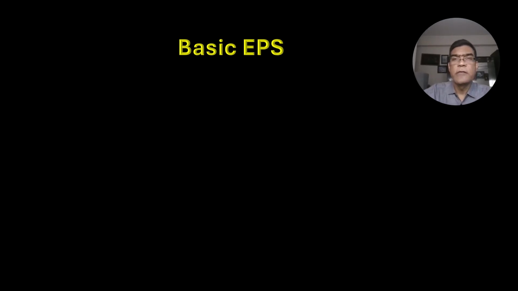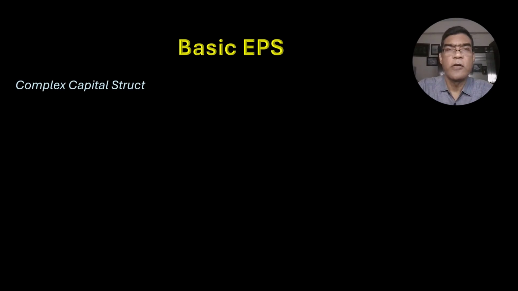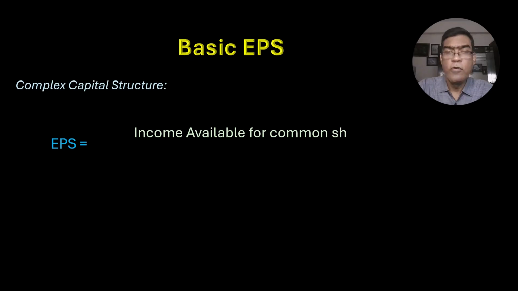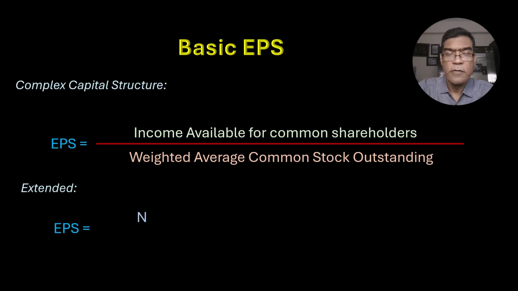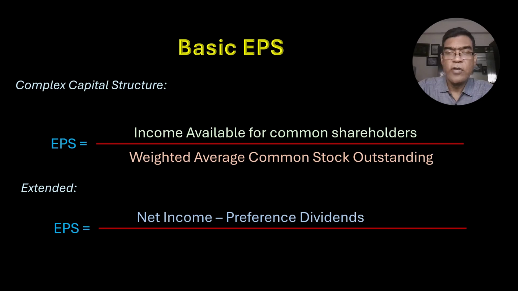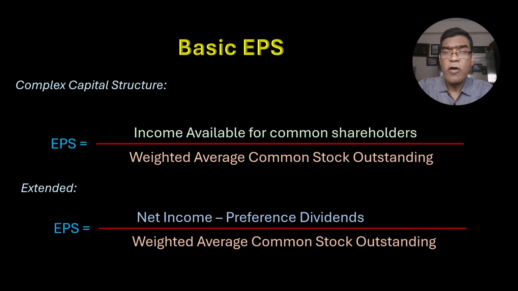When a company has a complex capital structure, we still calculate basic EPS, but we adjust the numerator. Instead of total income, we use income available for common shareholders. Here is the formula: EPS, earnings per share, equals income available for common shareholders. That is our numerator, divided by weighted average common stock outstanding, WACSO. We can extend this formula by showing net income minus preference dividends, and the denominator is the same, you see. So it actually shows how much of the company's earnings truly belongs to common stockholders, right?